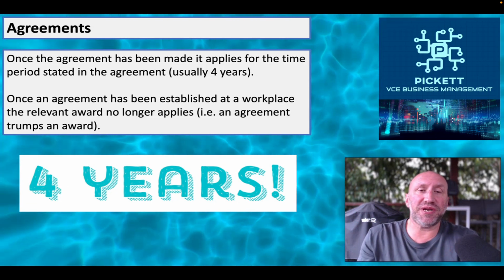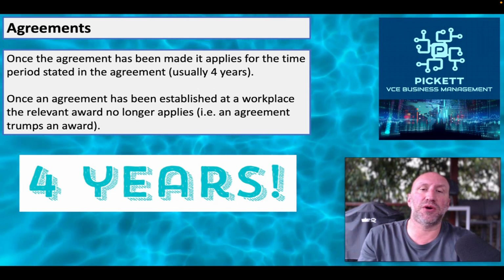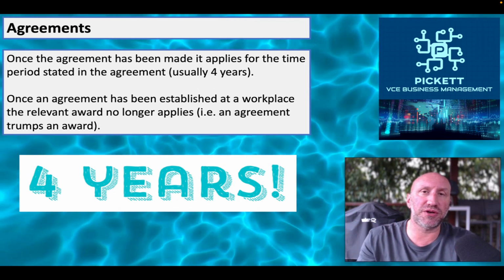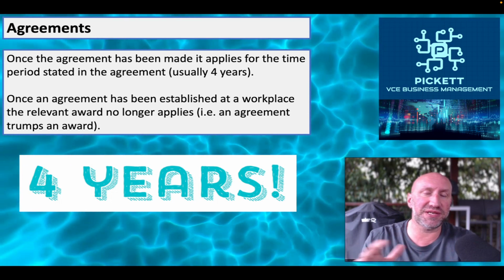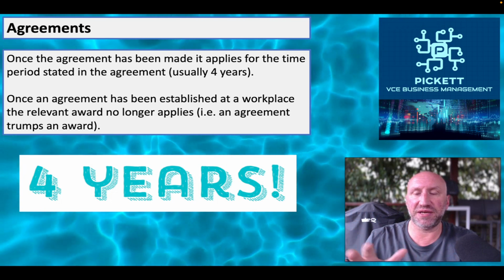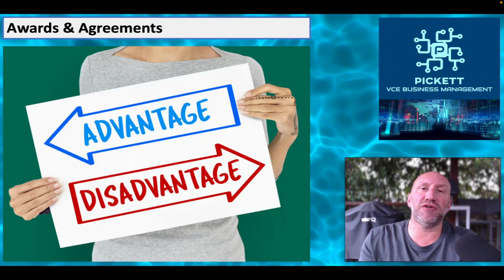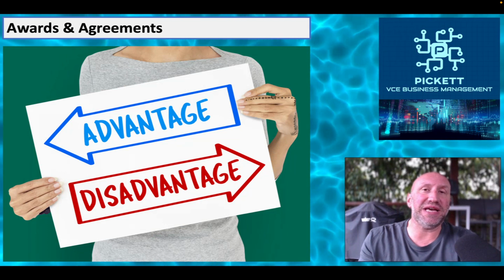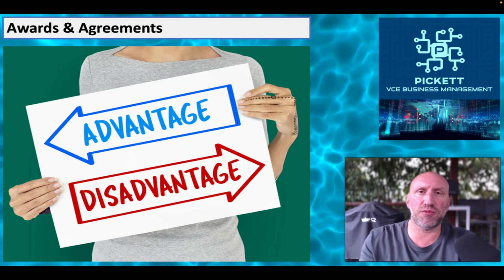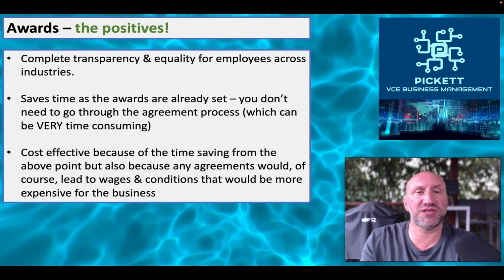Now, once an agreement has been established at a workplace, the relevant award will no longer apply. So an agreement always trumps an award. So if there's an agreement in place, the award is not valid in that particular workplace anymore. Now, looking at advantages and disadvantages of each, and again, this will make some of this a bit more clear, particularly as to why you might go one option as opposed to the other.